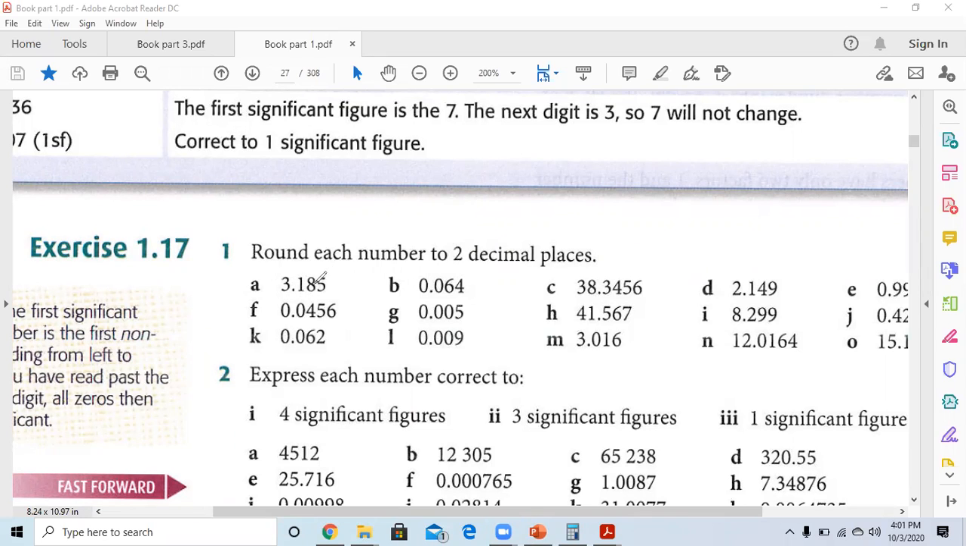Okay, so the third number is 5, so it's more than 4, so we add 1 here, on the next number. Remember this: not on the same number, the next number. So 1 plus 8 is 9. So what is its answer? Its answer is 3.19. Okay, so here is our answer.